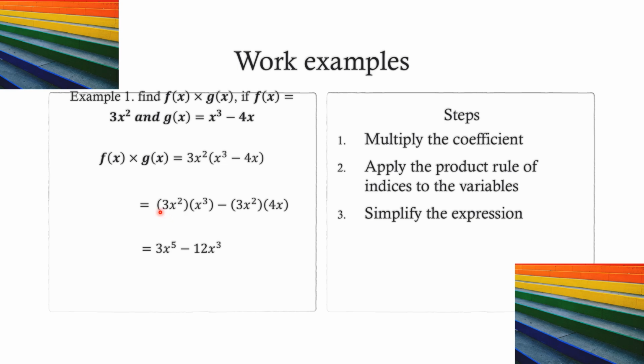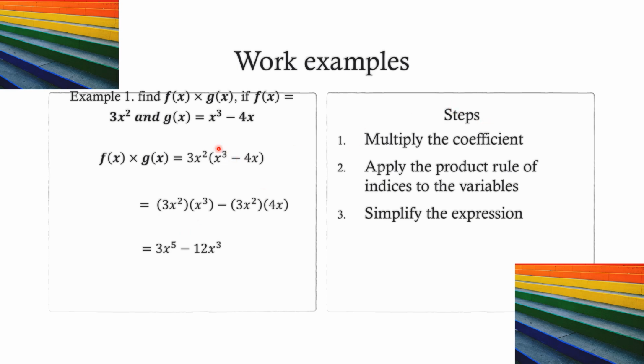Here the numbers will be multiplied together. So 3 times 1 is 3. Then x^2 times x^3 is x, and we add the exponents because the bases are the same, applying the product rule of indices. So it is going to be 3x^5. The same thing happens here: minus 3 times 4 gives us 12, then x^2 times x is x, and 2 plus 1 gives us 3 using the product rule, which ends us with this particular result.